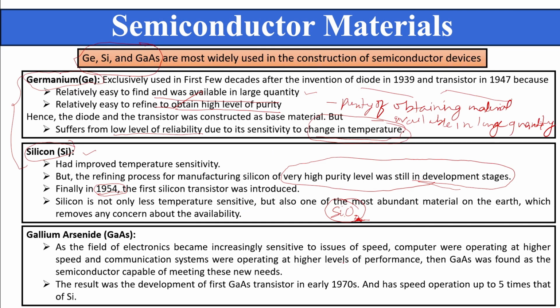At that moment, gallium arsenide was found as the semiconductor material capable of meeting the higher speed needs. The first gallium arsenide transistor was developed in 1970, with a speed 5 times that of silicon. So advancement in compound semiconductor technology was driven by the need to provide speed in electronic devices.